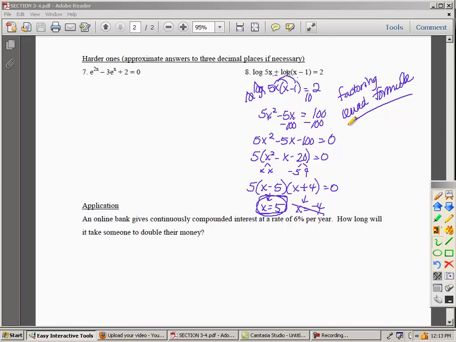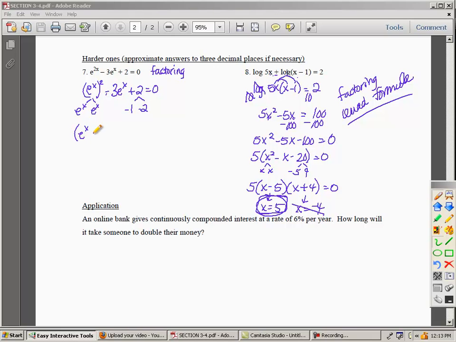So let me go back to 7. 7 actually is a factoring question as well, and I'm going to write it a little differently so you can see that, hopefully. E to the 2x is the same thing as saying e to the x squared. So I have something squared minus 3 times that something plus 2. And so if I look at factoring, e to the x squared is e to the x times e to the x. 2 is going to be 1 times 2, but they both have to be negative so that you add to the negative 3.